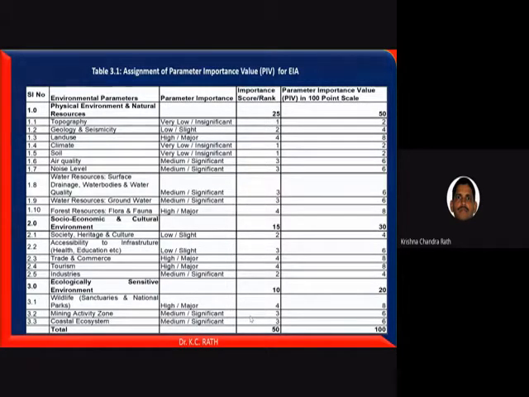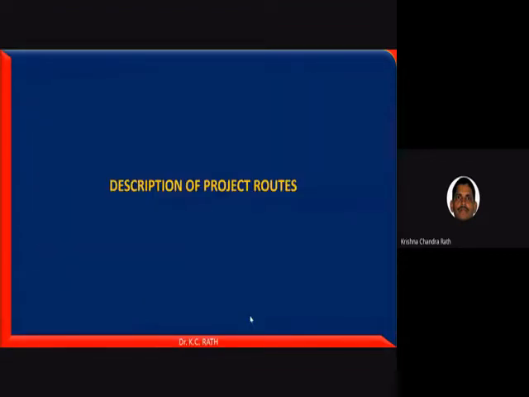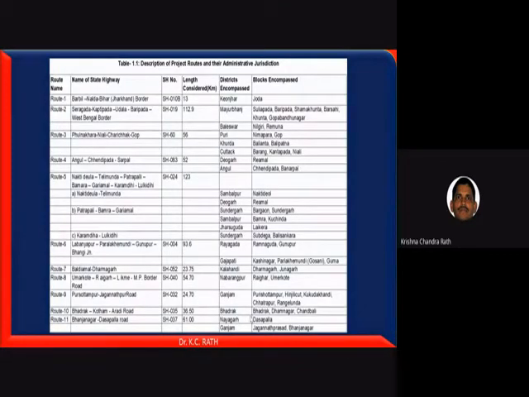And socioeconomic and cultural environment, society, heritage, culture, etc., tourism, industry, ecological environment. Then all these things go on like this. Demography, infrastructure, and these are the project routes.